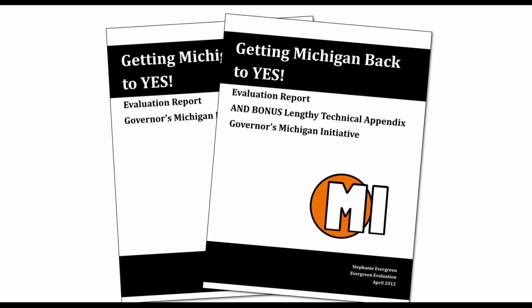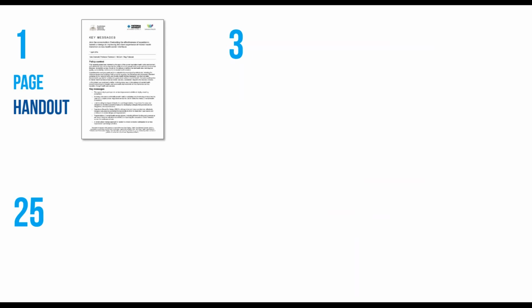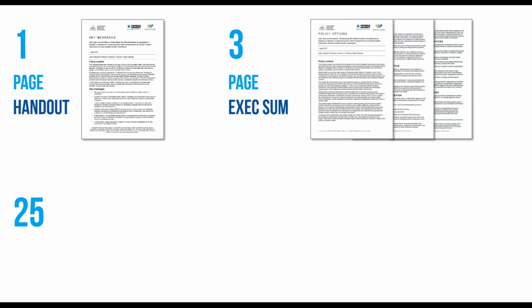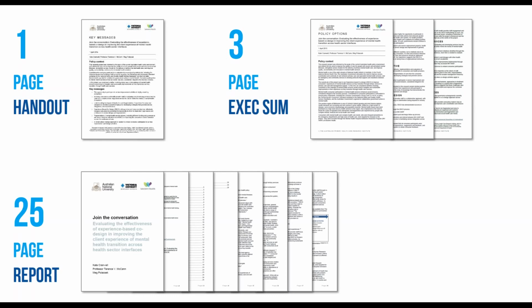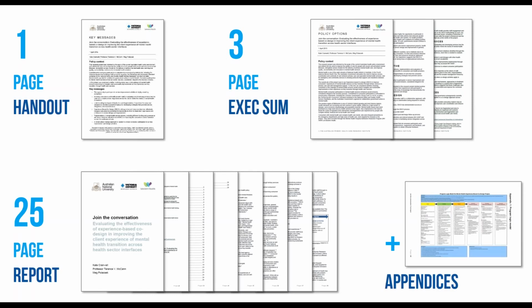This is also when I like to introduce the 1-3-25 reporting model. Here's how it goes. It's a 1-page handout, a 3-page executive summary, and a 25-page report, plus as many appendices as you want. The 1-3-25 model. I've been counseling my clients to do this for a long time now, and it gives us this structure for reporting so that we know what we're aiming for. The 1-3-25 model. I love it.